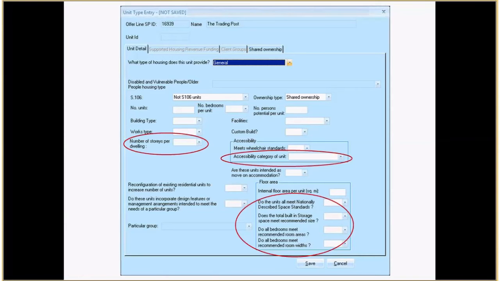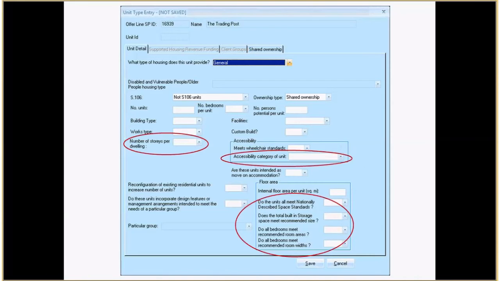Next, we come over to the right-hand side of the screen and we're asked to find the accessibility category of the unit. Just as a reminder where you can find that information, if you aren't familiar with that, you will find it via the Capital Funding Guide, and it is also in the RICS guidance. I'll tell you where to find the updated version of the Capital Funding Guide at the end of this presentation.